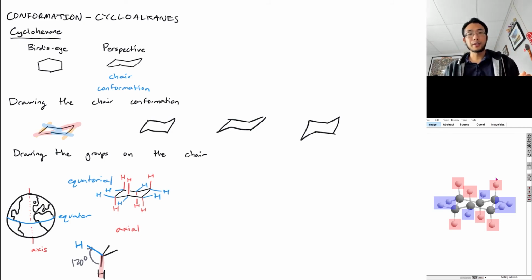One thing that can be very confusing for students is that I've said axial up and axial down, and the confusing thing is that you'll go back to the bird's eye view drawing and think about up and down from a wedge or a hash perspective, and those are not the same thing. It's very important to keep those separate in your mind, that the bird's eye up and down is different from the chair form up and down.